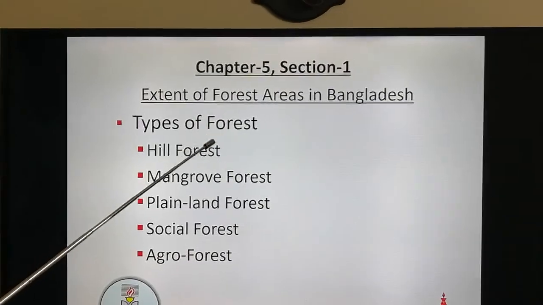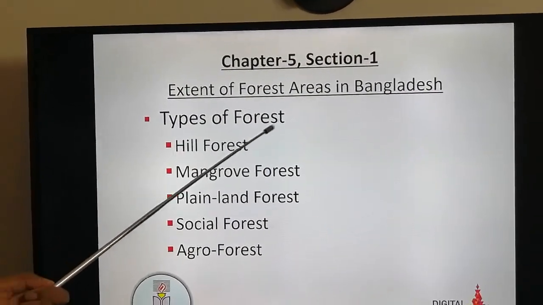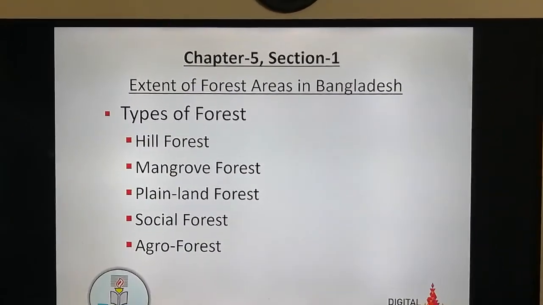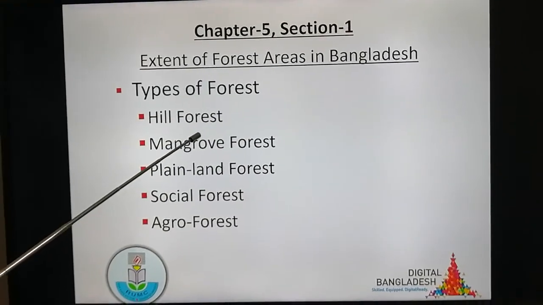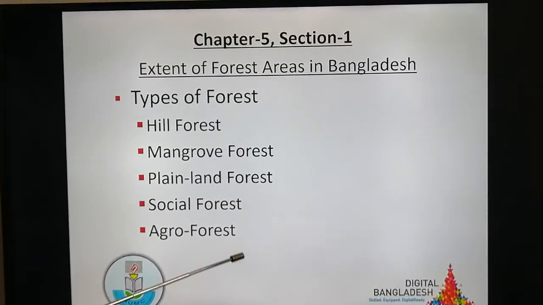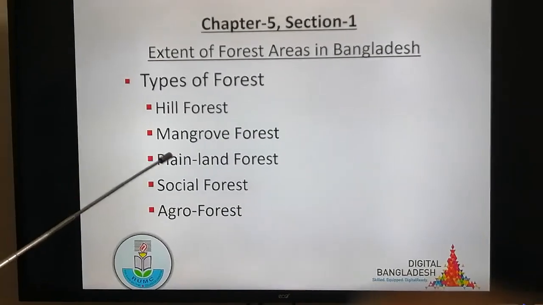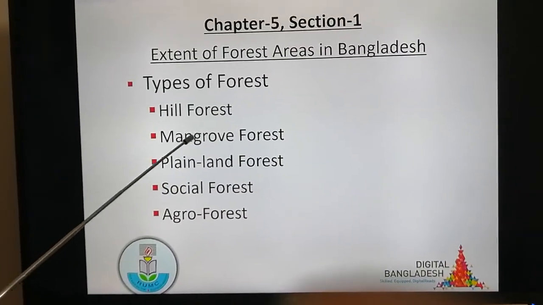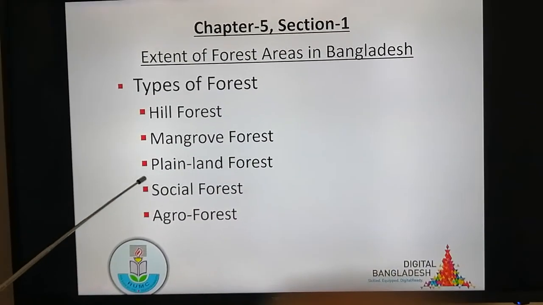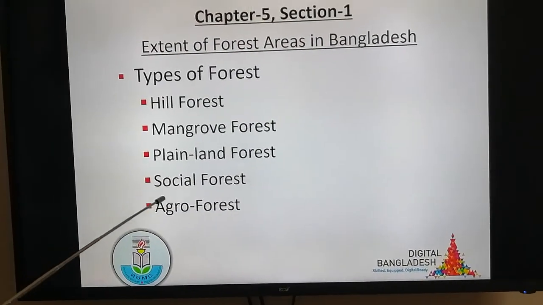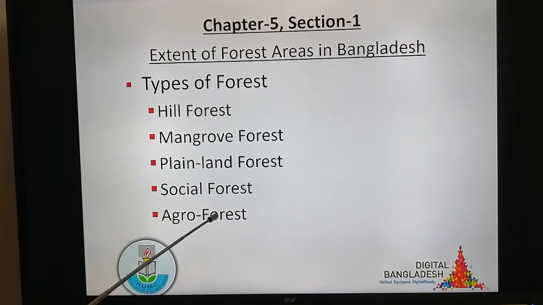Chapter 5, section 1, extent of forest areas in Bangladesh. You know how many types of forests there are in Bangladesh? Do you know it? Yes, the answer is there are five types of forest in Bangladesh. These are hill forest, mangrove forest, plainland forest, social forest, and agroforest.